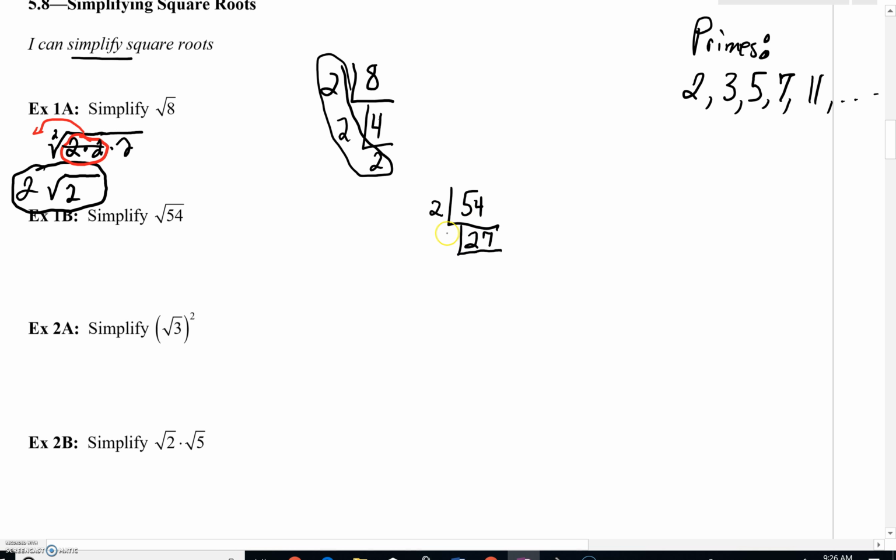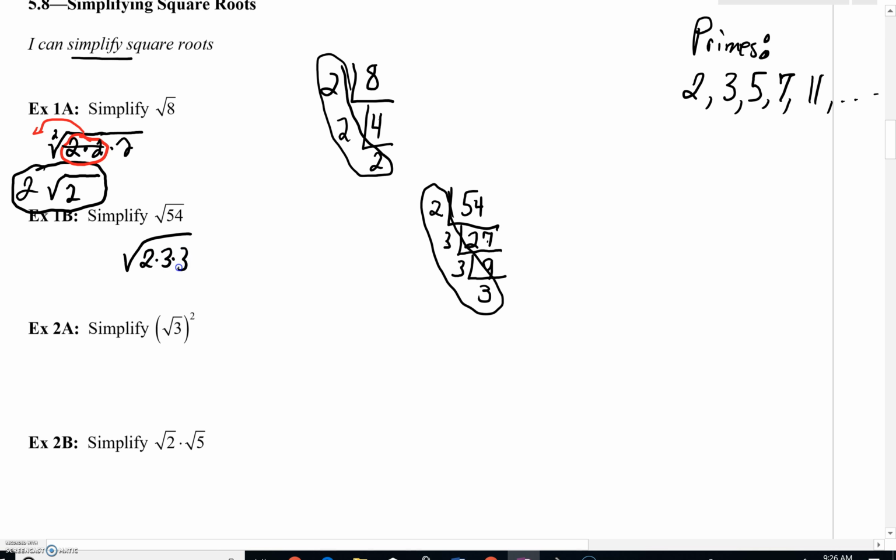Instead, let's try a 3. And 27 divided by 3 is actually a 9. Try 3 again. Keep trying your primes until you can't work them any longer. 9 divided by 3 is a 3. And look at that. You have 2 times 3 times 3 times 3.